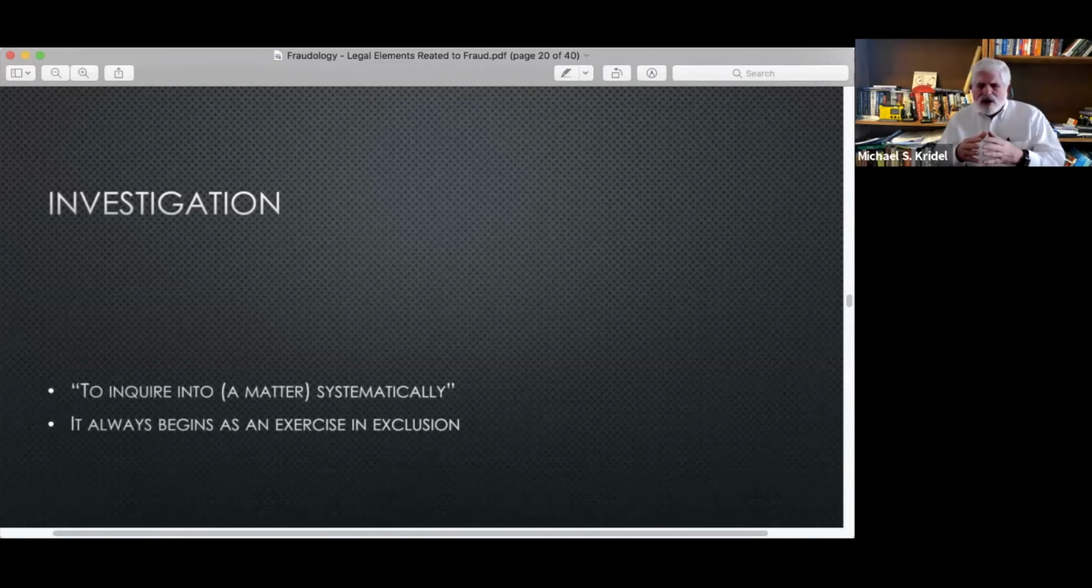All investigations begin as exercises in exclusion. An investigator's first task is always to eliminate every possible person who could not have committed the crime, and then focus on the remaining pool of possible suspects. So every investigation, no matter what it is, begins with identifying immediately everyone who couldn't be a party to it, and then focusing on those who could be. Next slide.